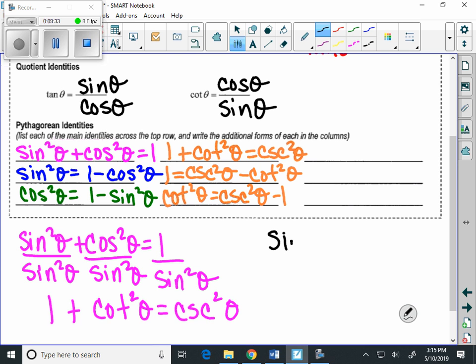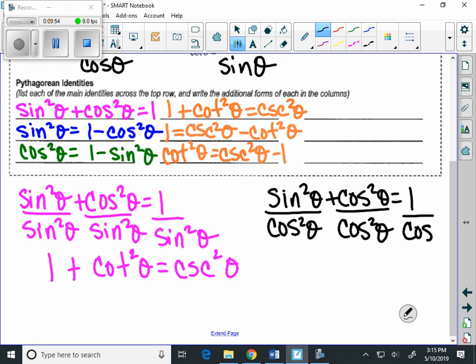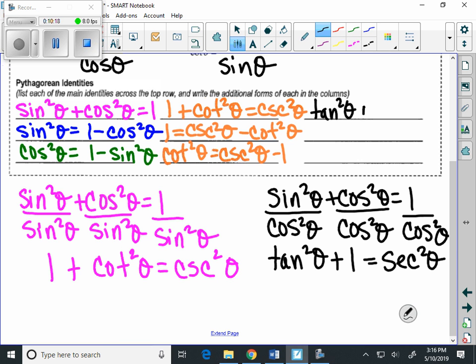So let's take our sine squared theta plus cosine squared theta equals 1, and let's come up with the last set of our Pythagorean identities. We divided by sine squared last time, so let's this time divide everything by cosine squared. So when we divide everything, sine squared divided by cosine squared is tangent squared theta. Cosine squared divided by cosine squared is 1. And 1 over cosine squared is secant squared theta. And that's going to be our primary here in this third column. Tangent squared theta plus 1 equals secant squared theta.